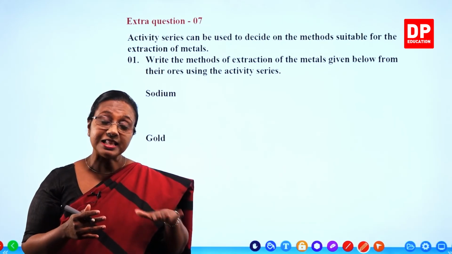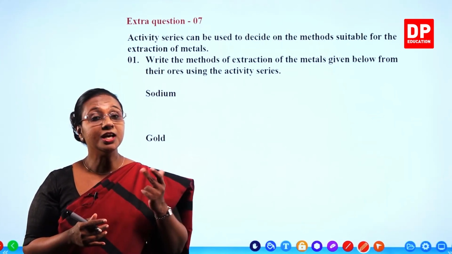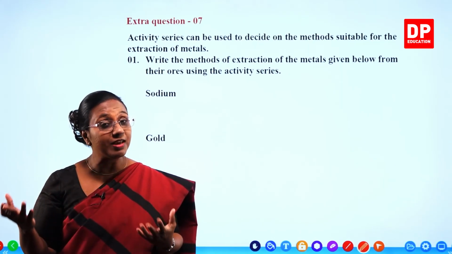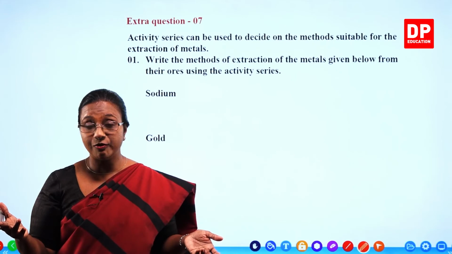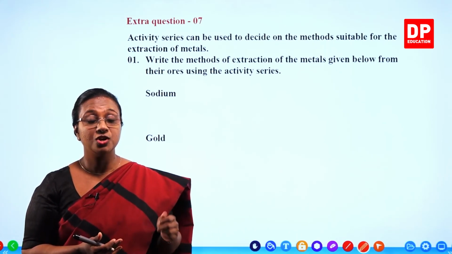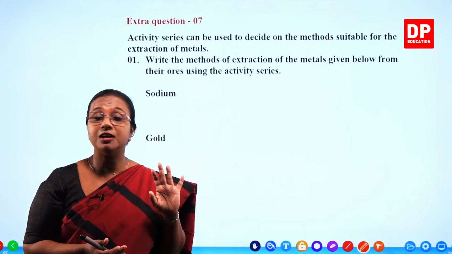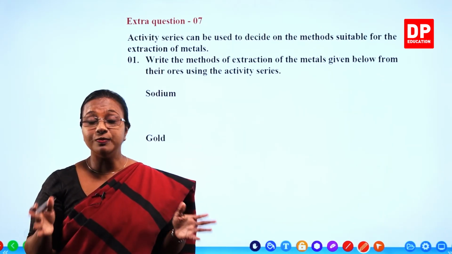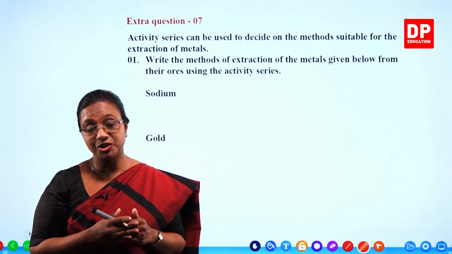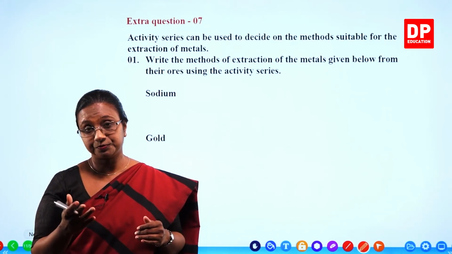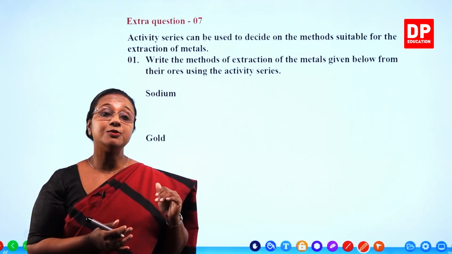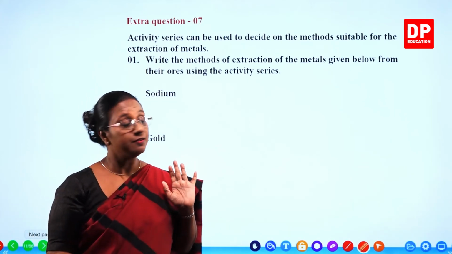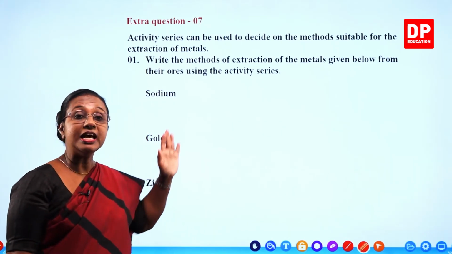Then we have the metals at the bottom, silver, platinum and gold. So, what happens to them? They exist as native metals. Why? They are very, very less reactive. They don't usually form compounds. They exist as metals. So, they need to be separated from their impurities present in the ore. For that, we use simple physical separation methods like sifting. So, those are the ways in which we extract or separate metals from their naturally existing forms. So, for that we use the activity series.